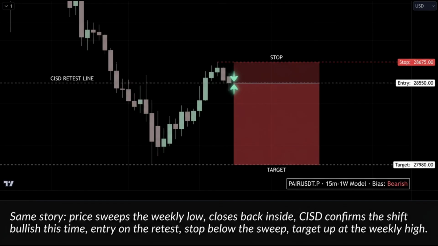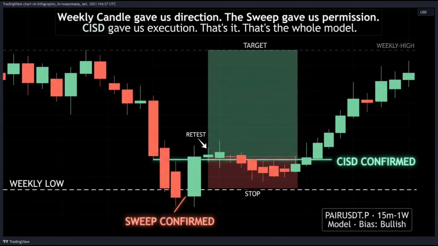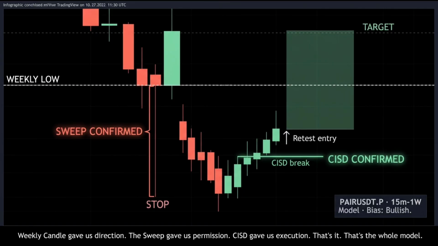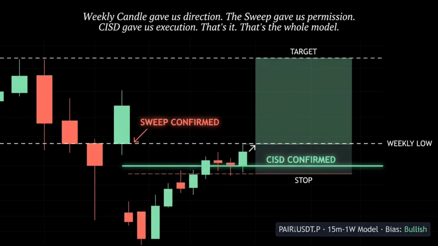Same story. Price sweeps the weekly low, closes back inside. CISD confirms the shift bullish this time. Entry on the retest, stop below the sweep, target up at the weekly high. 2 different weeks, 2 different directions, same exact sequence playing out both times.